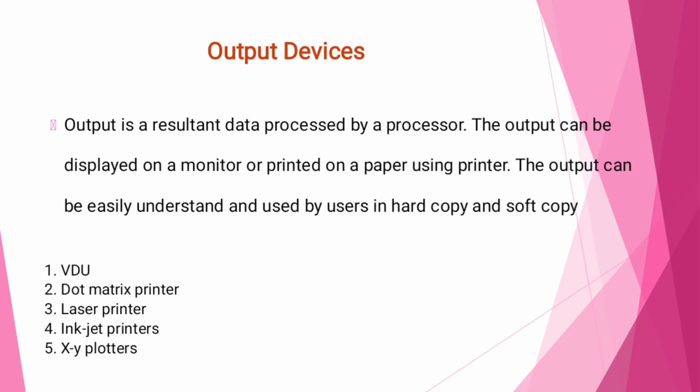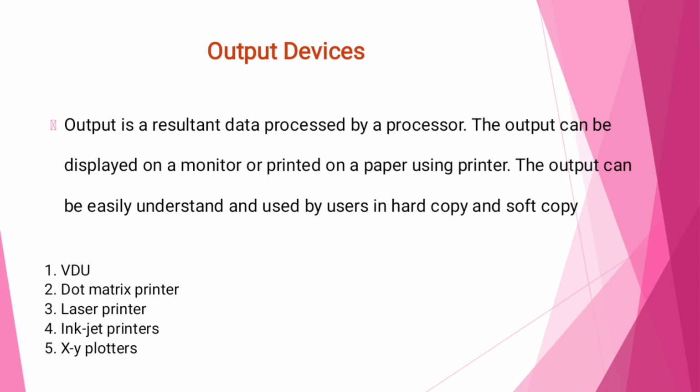The output devices present the results of data processing by a processor. The output can be displayed on a monitor or printed on paper using a printer. The output can be easily understood and used by the user in hard copy and soft copy. Examples of output devices: VDU, visual display unit, dot matrix printer, laser printer, inkjet printer, and XY plotters.